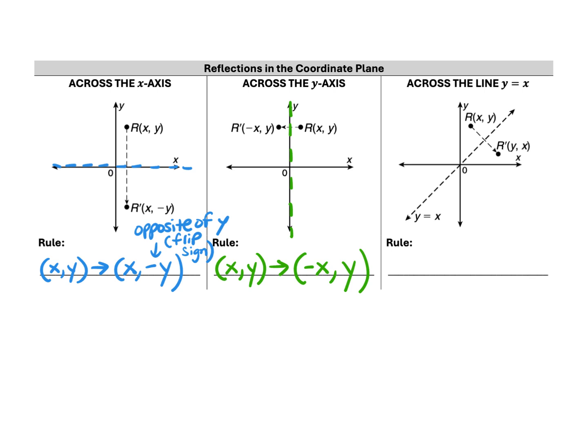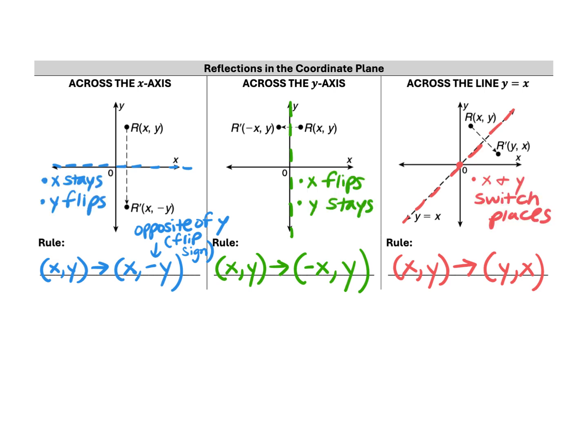And then for reflecting across the line y equals x, that line is already drawn in for us. Notice how the line y equals x goes through the origin, and it has a slope of 1. It'll pass through (1, 1), (2, 2), (3, 3), etc. The rule for a reflection across y equals x is (x, y) maps to (y, x). So here, the x and the y just switch places.